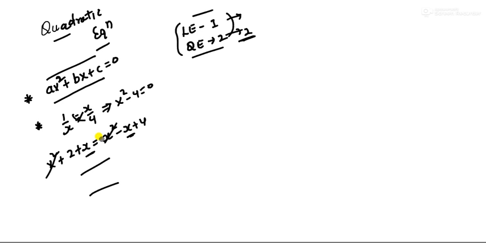This is the second type, and the third type is sentence form. Here also they may give a sentence-form question, and the questions are always like this: if the length of the garden is equal to twice the breadth, and the area is given, what is the value of L and B?